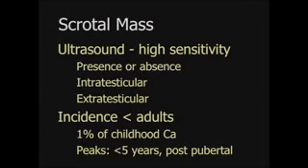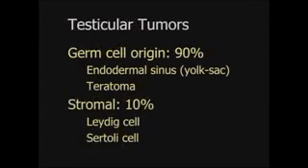So the last big category is a scrotal mass. Clearly it's alarming when anyone finds a scrotal mass on examination. The good news is that ultrasound has an extremely high sensitivity for diagnosing these. It can tell you whether it's present or absent, whether it's an intratesticular or an extratesticular lesion. And also, fortunately, in children, it's much less common than in adults. Testicular tumors account for only 1% of childhood cancer, and there are peaks in the very young child, less than 5 years, and in the immediate post-pubertal period. So unlike in adults, seminomas are very, very uncommon in children.